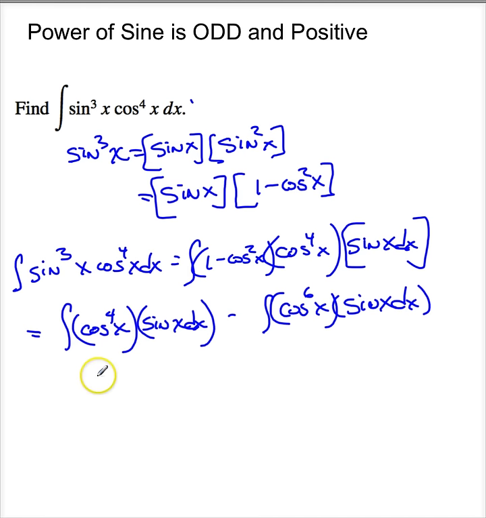And I'm able to integrate this using the generalized power rule. So this is minus cosine to the fifth of x divided by 5, plus cosine to the seventh of x divided by 7, plus c.